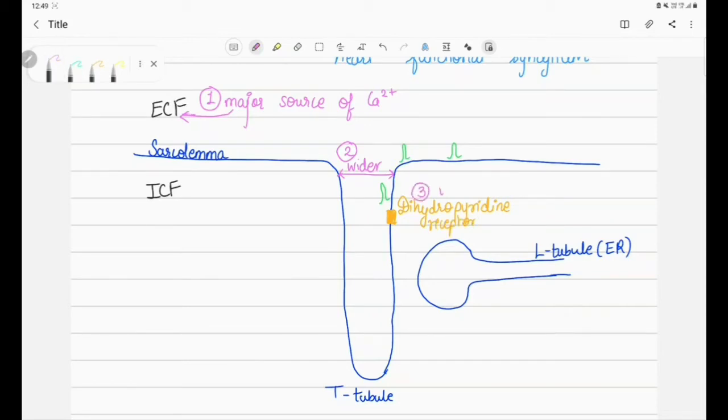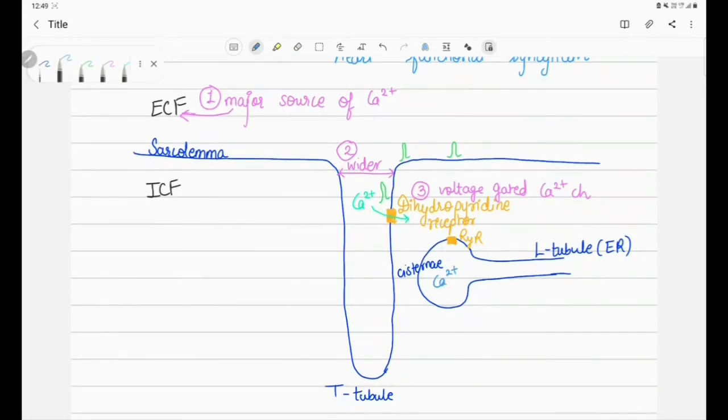This is the third difference. Dihydropyridine receptor is a voltage gated calcium channel. So calcium enters inside the cell or into the ICF. Then you can see here cisternae of the L tubule. This cisternae has another receptor, the ryanodine receptor. Just like the dihydropyridine receptor, this ryanodine receptor is for calcium-induced calcium release.